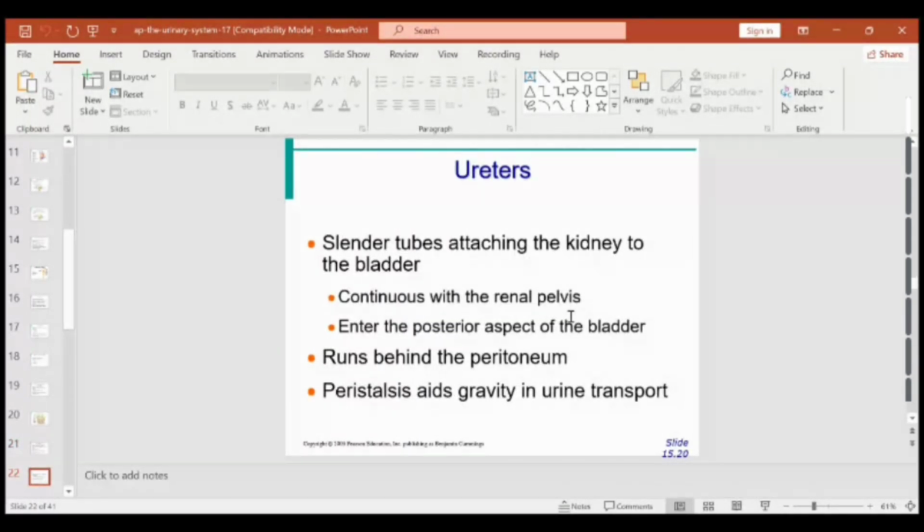So the ureters connect the kidneys to the bladder, and they are continuous with the renal pelvises, and they run behind the peritoneum, so they are still retroperitoneal. Gravity aids in moving the urine from the kidneys into the bladder.